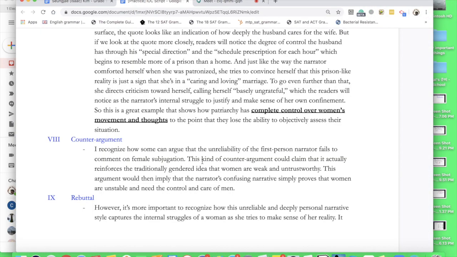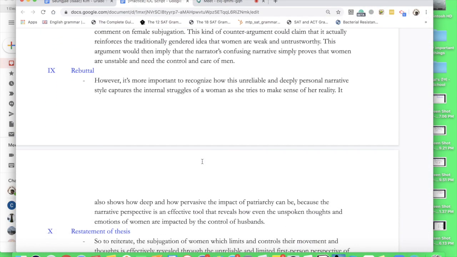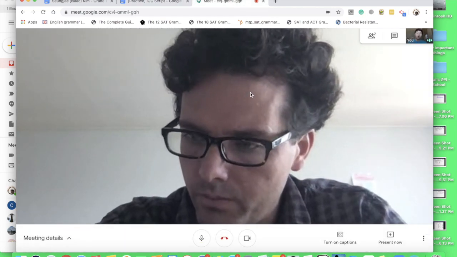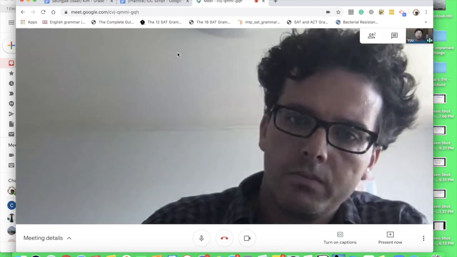And to go on to the rebuttals, I felt that it was more important to recognize how this unreliable and very personal narrative captures the very internal struggles that I kept repeating in this IOC about how the woman tries to make sense of her confinement and justify it. And it also shows how deep and pervasive, but very natural, the impact of patriarchy can be, because the narrative's perspective is very effective in revealing how the unspoken thoughts and emotions of women are impacted by what the husband and other men say.